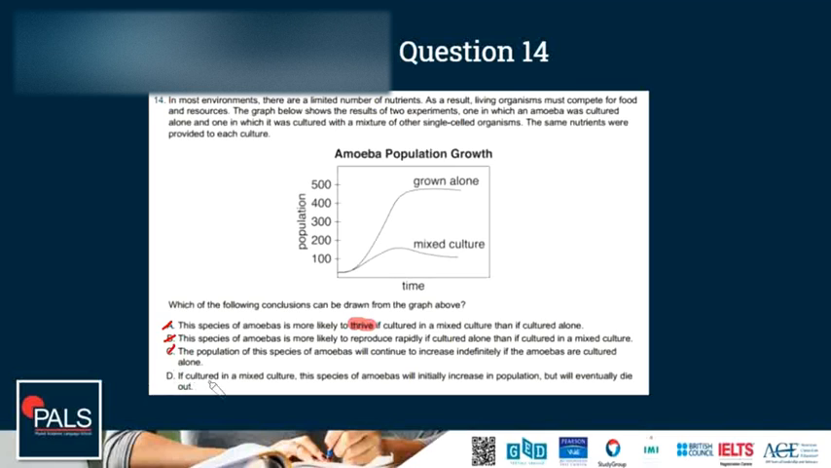Let's check if D is correct. If cultured in a mixed culture, the species of amoeba will initially increase in its population size, but will eventually die out. Well, eventually means, yeah, so I think that is the best answer that's supported, because we can see that it goes up and then it starts to go down, and we don't know what will happen further, but eventually it will further decrease and die out. So the best possible answer from these options is D.